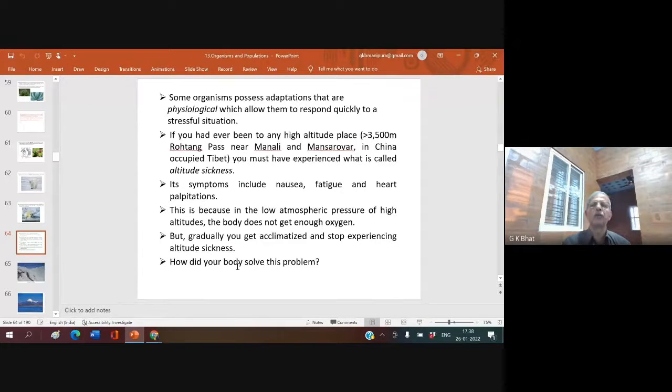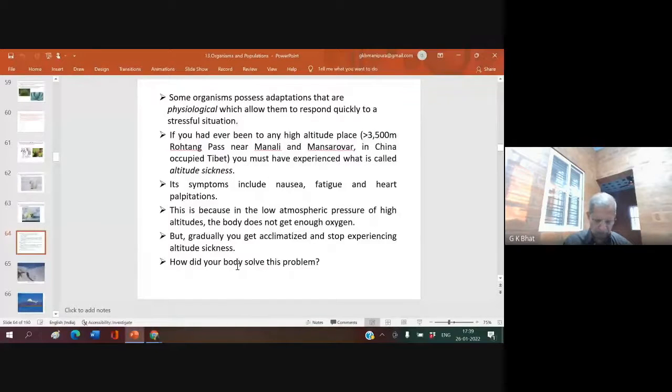If you have ever been to any high altitude place, more than 3,500 feet, like Rohtang Pass near Manali and Manasarovar in China, you must have experienced what is called altitude sickness.